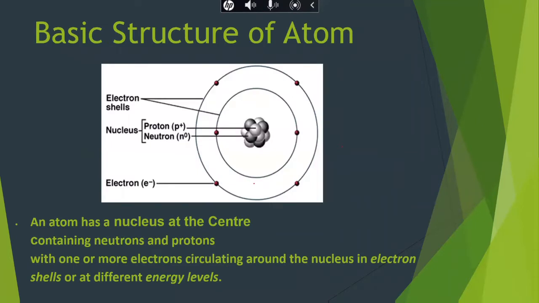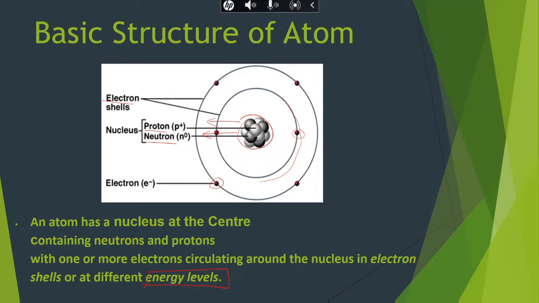Basic structure of atom. The subatomic particles of atoms are electrons, protons, and neutrons. You can see here the central heavy mass. This is called the nucleus. Nucleus is the house of protons and neutrons, meaning protons and neutrons reside inside the nucleus. And these circles are shells. These red dots are electrons. Electrons revolve around the nucleus. These shells are also called energy levels.